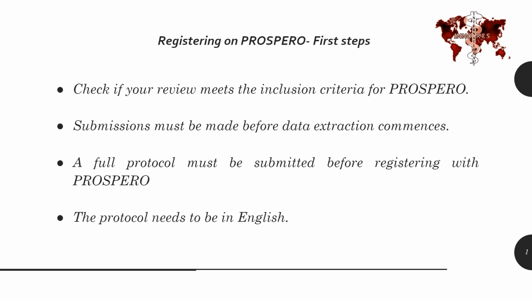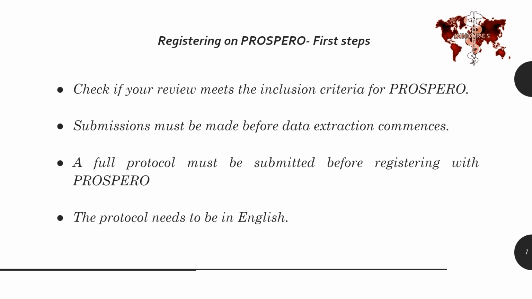Registering your systematic review on Prospero. First steps. Check if your review meets Prospero's inclusion criteria. It must focus on health related outcomes such as interventions, diagnoses, prognostic factors, risk factors, genetic associations, or it should be an epidemiological review. Scoping reviews and literature reviews are not eligible, and animal studies are registered separately. In vitro studies are not accepted.